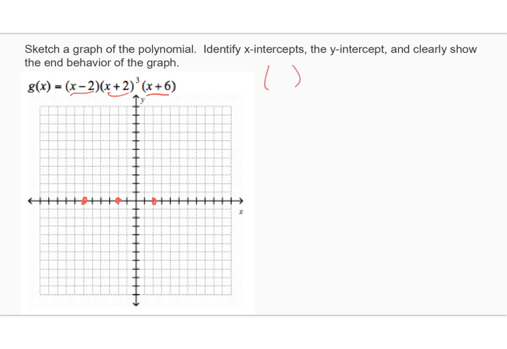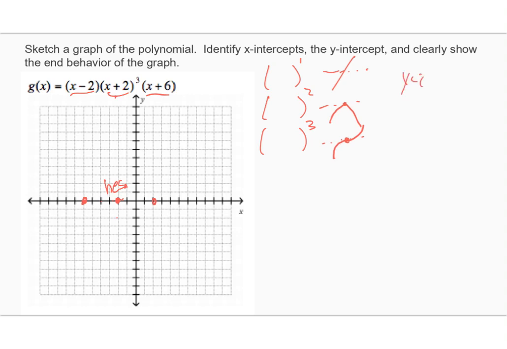I want to remind you that things that are power of 1 pass through the x-axis. Things that are power of 2 bounce off the x-axis. Things that are power of 3, they pass through, but they hesitate first. So for the x plus 2 root, it's going to have this hesitation here. I'm going to write hes for hesitate. I'm not quite sure how the rest of this graph is going to look, so I don't want to do the directionality of that yet.